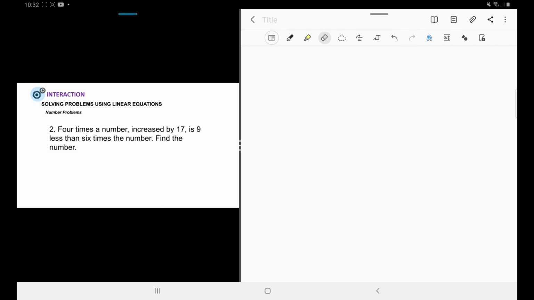Next example. 4 times a number increased by 17 is 9 less than 6 times the number. Find the number. Okay, step 1 is to represent the unknown number by a variable. So we let n be the unknown number. And step 2 is to write the equation. We have to translate the phrases into algebraic expressions and then write the equation.